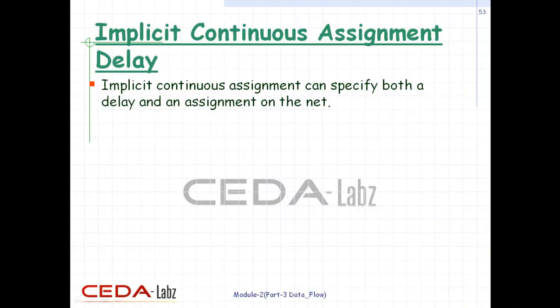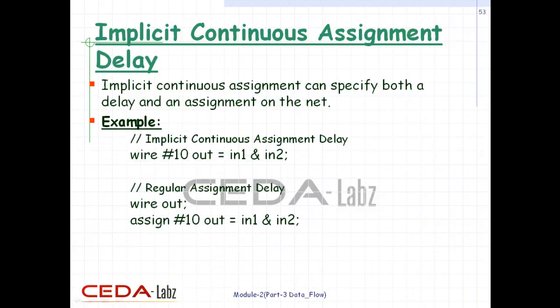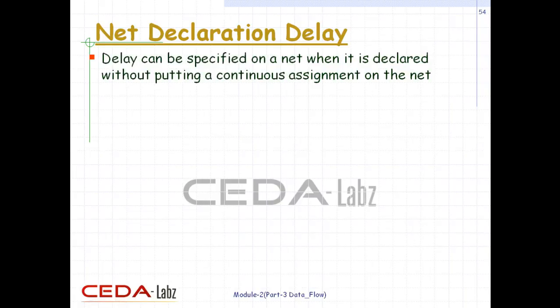An equivalent method is to use an implicit continuous assignment to specify both a delay and an assignment on the net. This example shows the difference between the regular assignment delay and implicit continuous assignment. The declaration above has the same effect as defining a wire out and declaring a continuous assignment on out. A delay can be specified on a net when it is declared without putting a continuous assignment on the net. If a delay is specified on a net out, then any value change applied to the net out is delayed accordingly. Net declaration delays can also be used in gate-level modeling. Both the declarations will have the same effect.